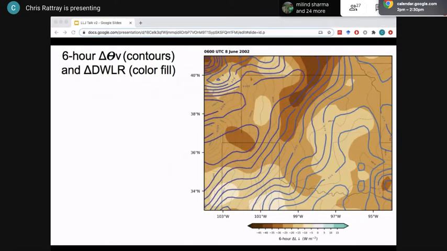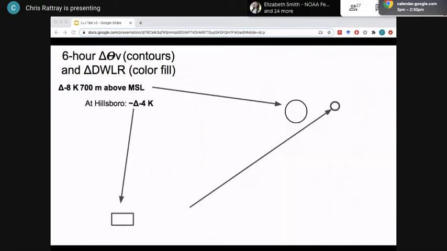And now here the contours are showing the change in theta V at the surface, and we can see that the contours line up pretty closely with that drop in long wave. So this suggests that long wave may be driving the gradient in this case.